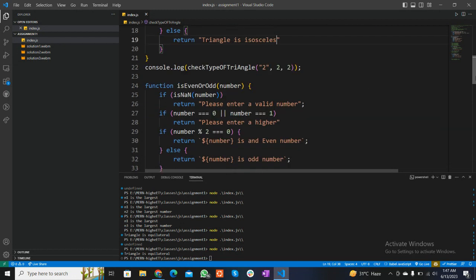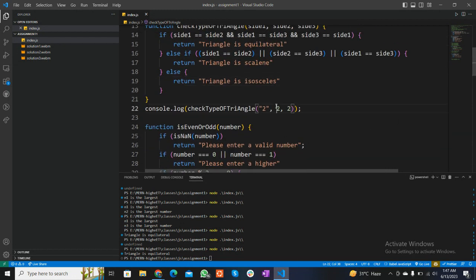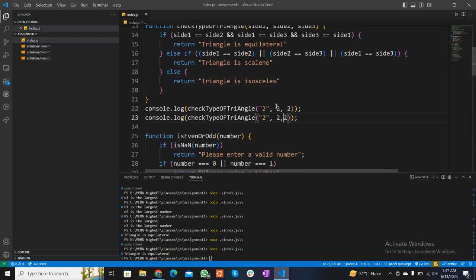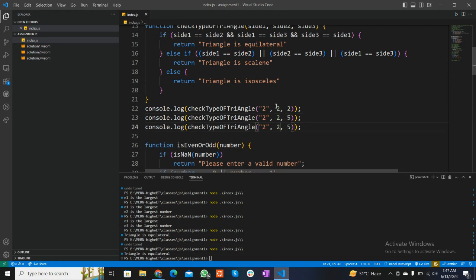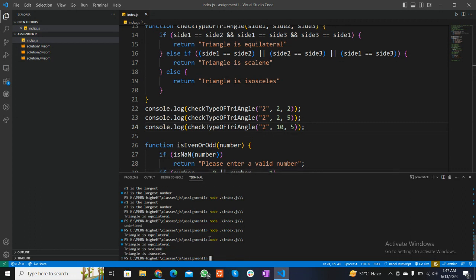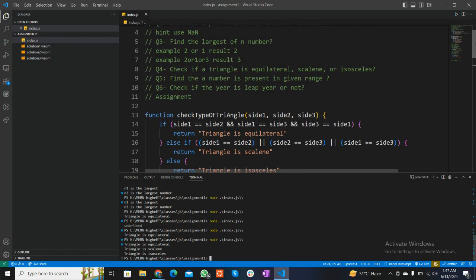Okay, let's do the testing for all three conditions. Make one side 5 and make this one 10. So in the first case, it is going to be equilateral, then scalene, then isosceles. Let's run here. It is saying that the first one is equilateral, then scalene, then isosceles. So this is our question, which is basically we have to check all the types of triangles.